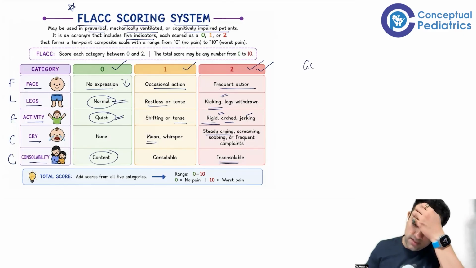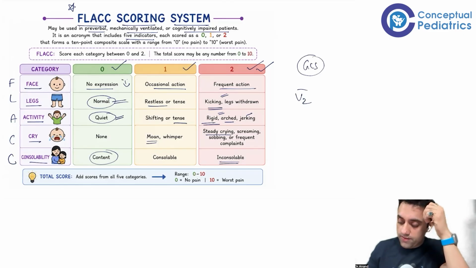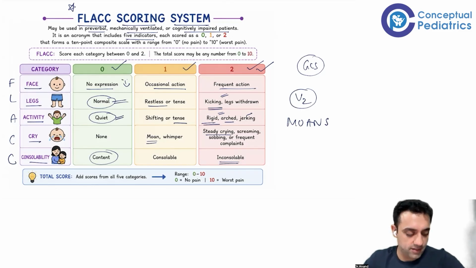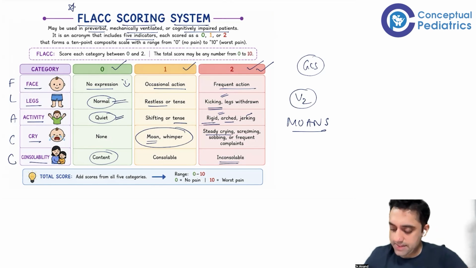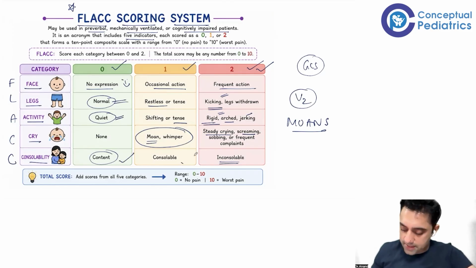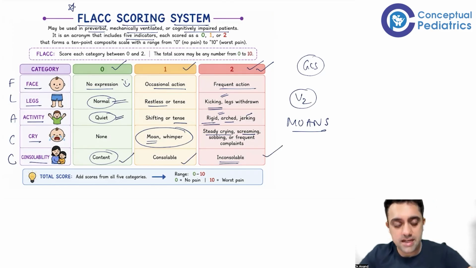In the Glasgow Coma Scale, remember, in V2, if the child moans with pain, we give a number known as V2. Remember that. Here also it is moans to pain, so that is number one, and steady crying or screaming is number 2. Then consolability: he is content, he is consolable, or he is inconsolable.